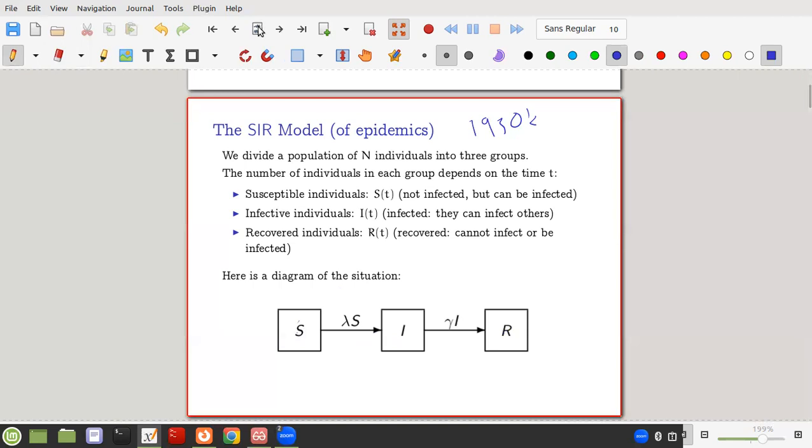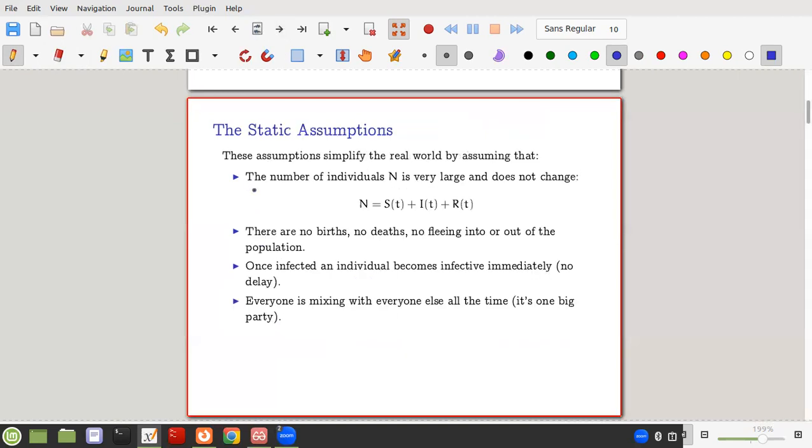Okay, so there are static assumptions that simplify the model. This is why I said the number n is very large and does not change. So the number of people in the rooms doesn't change. No one dies, no one's born, no one's fleeing or coming in. An infected individual becomes infective immediately, so there's no delay. You have to have more complicated models to deal with all these things.